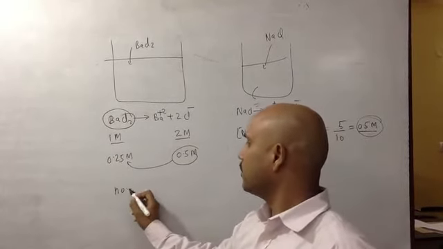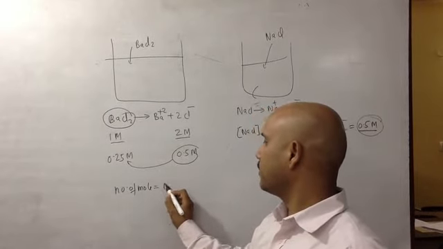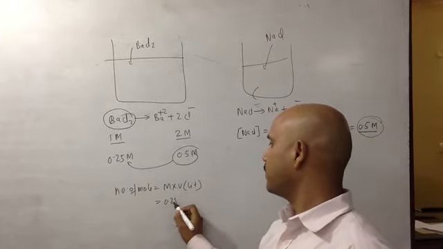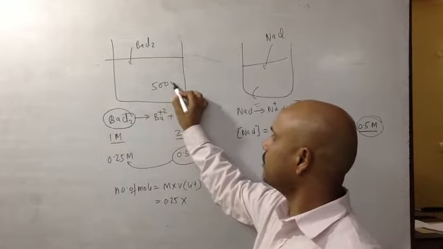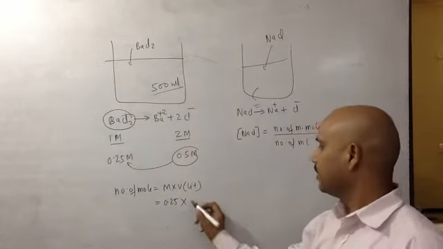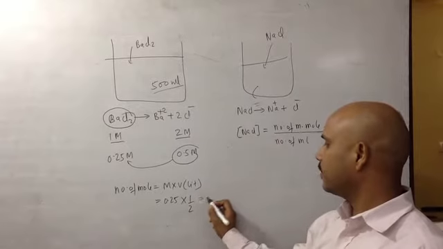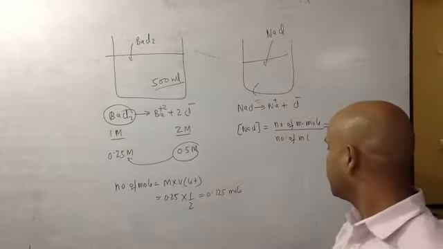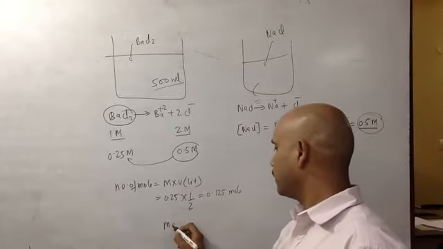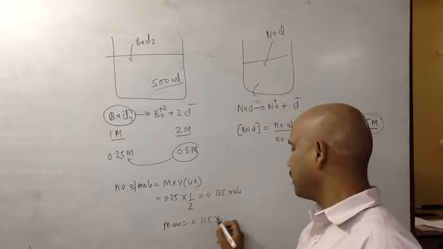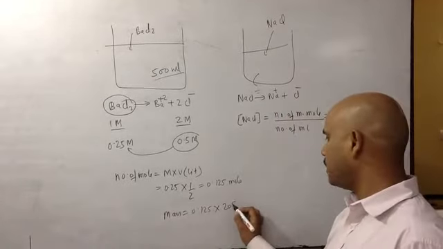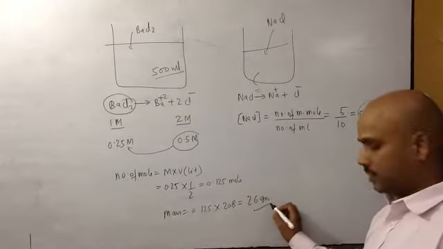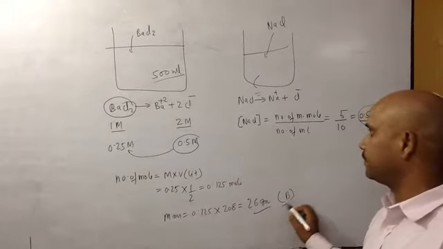Now, you know number of moles is given by M into V. V should be in liter. M is 0.25 and V, the solution of BaCl2 has volume 500, it is half liter. Therefore, when you calculate, it is 0.125 mole. And you know that mass required for this is 0.125 multiplied by molecular mass 208. When you calculate, this comes out to be 26 gram. Therefore, the correct answer is B.